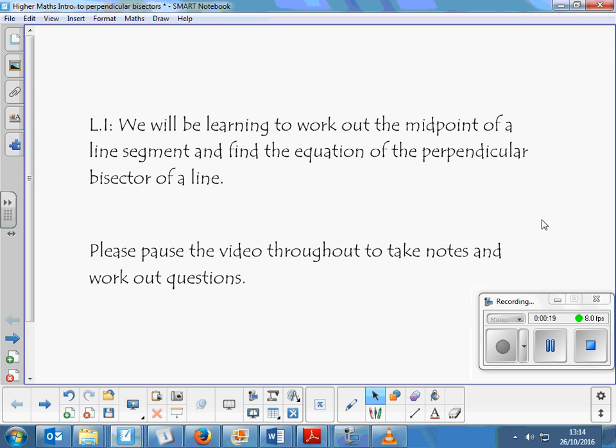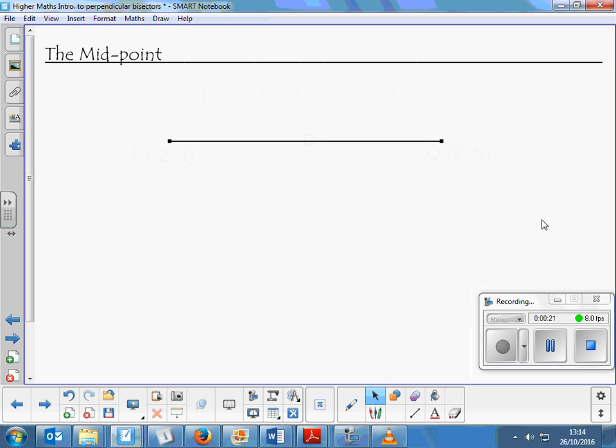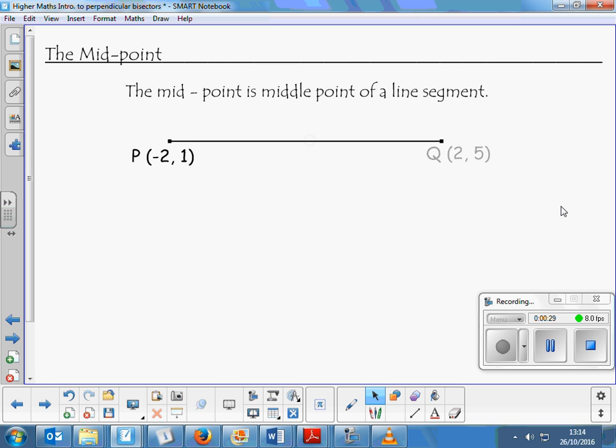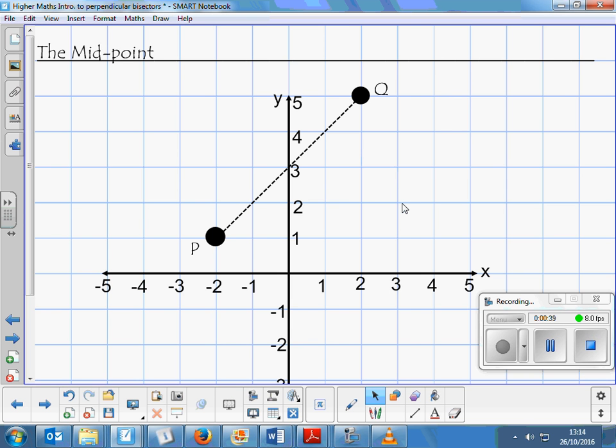And the midpoint of a line is pretty much what the word actually means itself. It's the middle point of a line segment. So we've got a line segment here that joins two points P and Q, (-2, 1) and (2, 5). And what we want to do is just find the middle point of that line. You might be able to work that out in your head, or you might prefer to have a look at a diagram of P and Q and think about it that way.